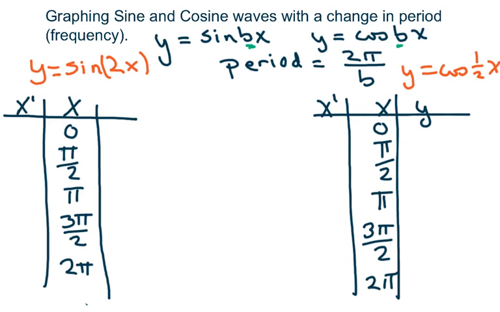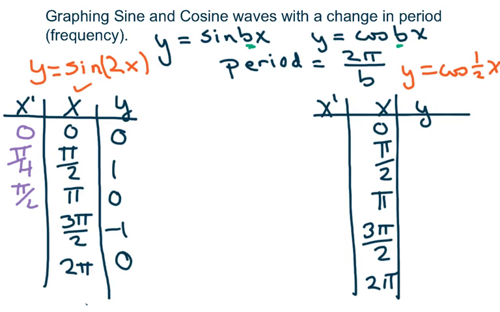For sine, I'm using my normal quadrantals first. I'm going to put in my range values that you should know by now: 1, 0, 0, 1, 0, -1, 0. And what I'm going to do with this x here is divide this value by 2. So when I divide this by 2, I still get 0 here. This is going to be pi over 4, pi over 2, 3 pi over 4, and pi.